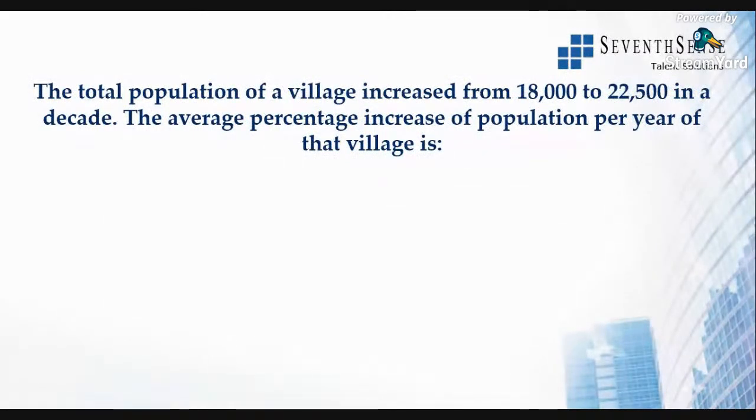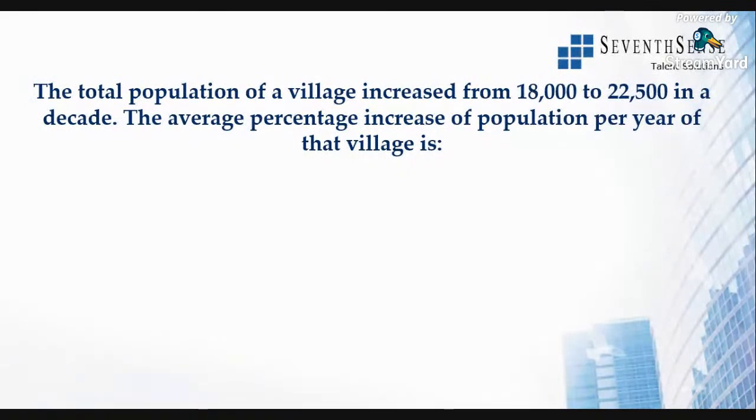Total population of a village increased from 18,000 to 22,500 in a decade. What is the average percentage increase in population per year? They're asking per year how much percentage it increased, that is with respect to average. So totally a decade will be 10 years. If it is 10 years, average will be divided by 10. So total change divided by 10 will be the average value.